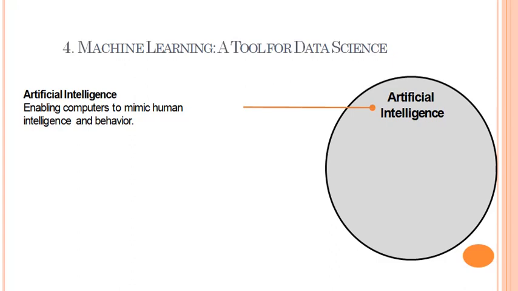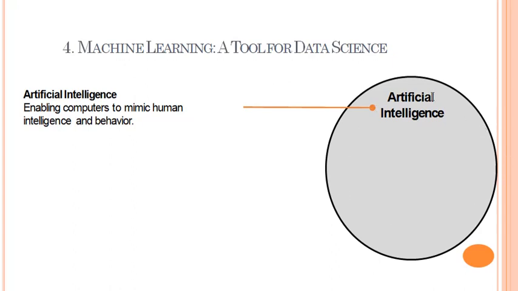So, artificial intelligence. The purpose of artificial intelligence is to enable computers to mimic human intelligence and behavior, right? As you might already know, in artificial intelligence we basically want machines to work like human beings. The behavior and intelligence which human beings have, or the behavior they adopt in certain circumstances, we want the machines to have similar attributes.